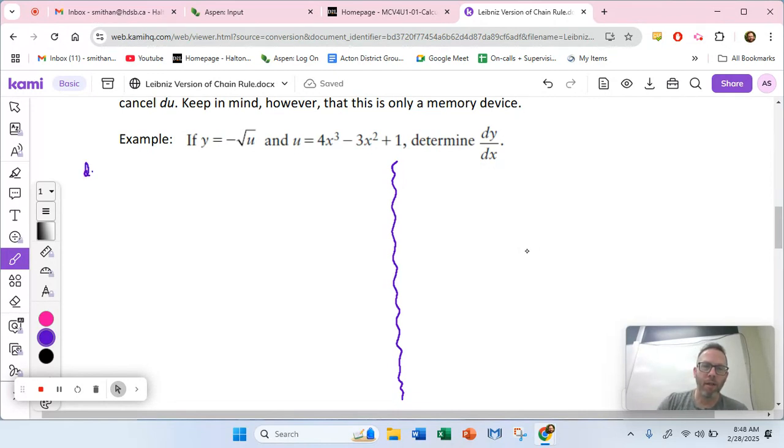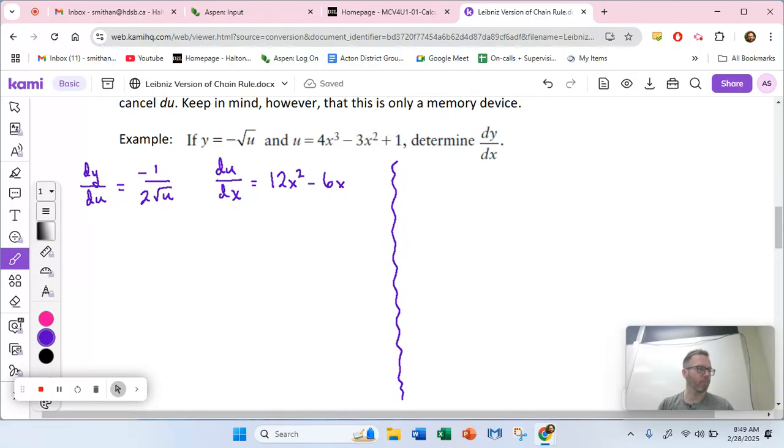So let's use our new Leibniz version of the chain rule. So what is dy by du? I don't think we need to do a lot of work here. We already did the derivative of root u up top. So the derivative of minus root u would just be minus 1 over 2 root u. If you guys are okay with that, we already did that up top. So now it's just minus root u. All right, and then du by dx, I'm just going to fit it in here. We're forming that chain. 12x squared minus 6x, and the derivative of 1 is 0.